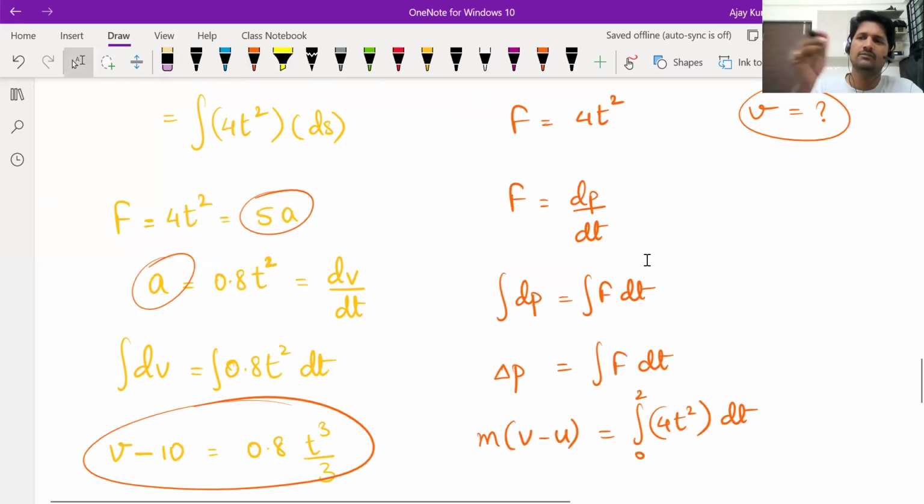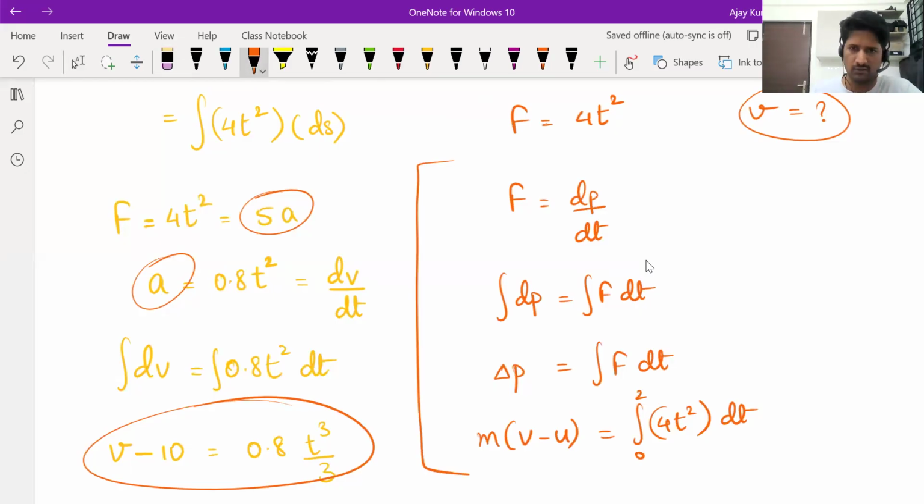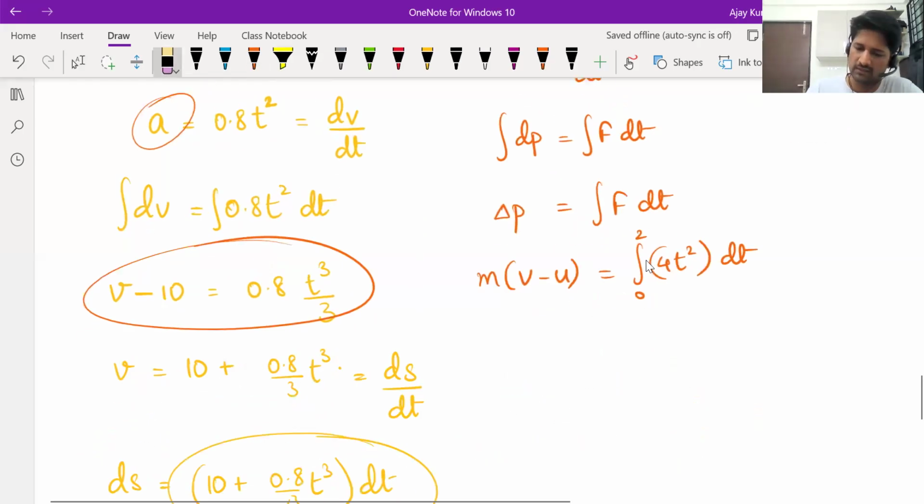So integrating force can give you final velocity. Of course, if you look at the solution for the first time like this, it may feel like there are a lot of steps here also, but once you get used to it, you will directly write this step. Change in momentum is integral of force with respect to time. If you do that, you will get the final velocity.